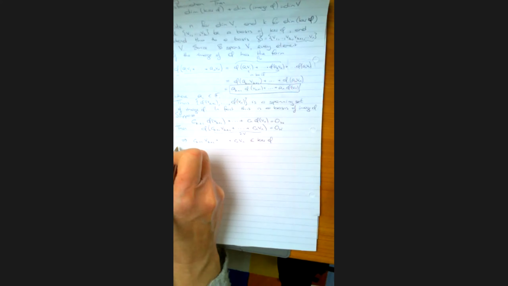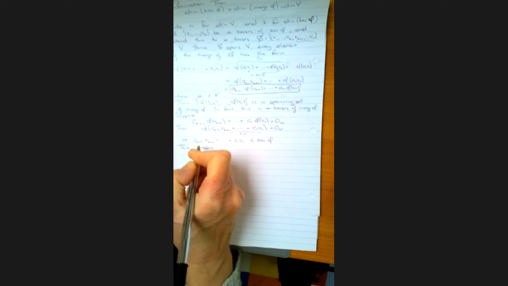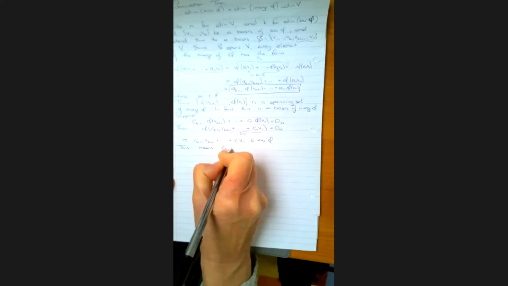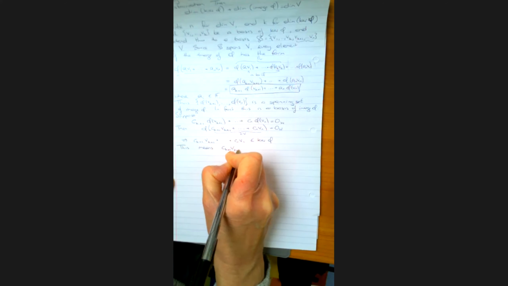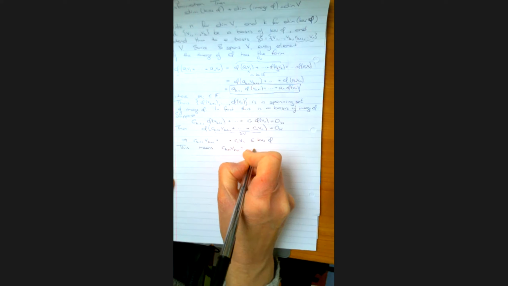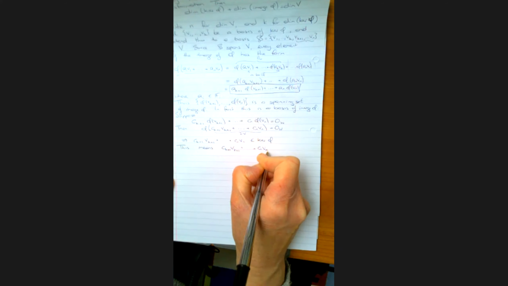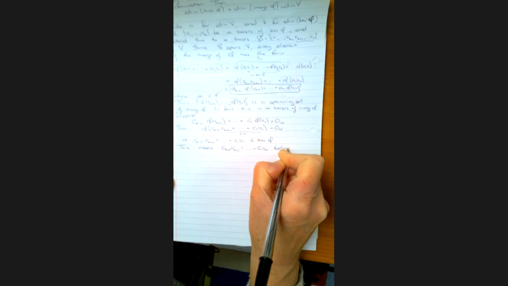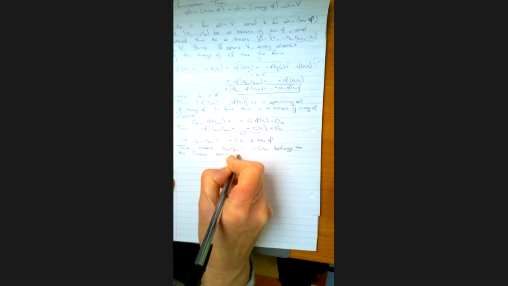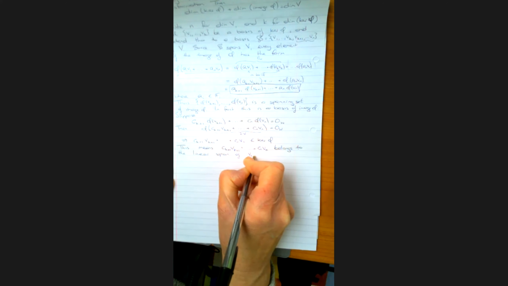Okay, but this means that this element, ck plus 1 vk plus 1, this combination of vk plus 1 through Vn, belongs to the linear span of the elements V1 up to Vk, which were that part of the basis of V that involved the kernel of phi.